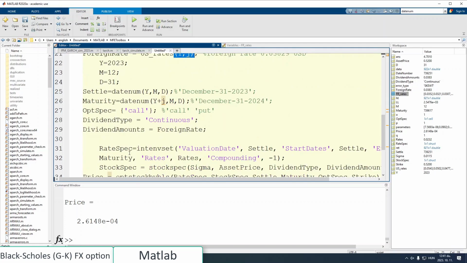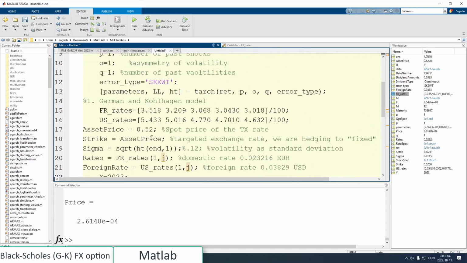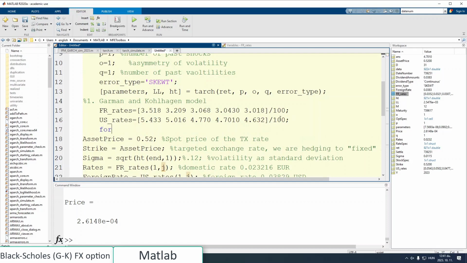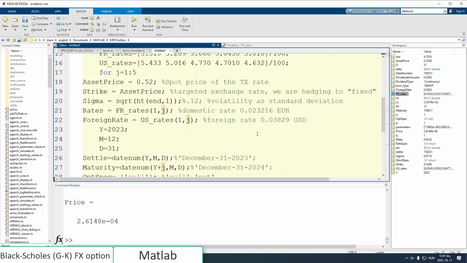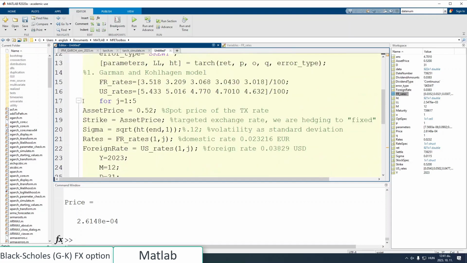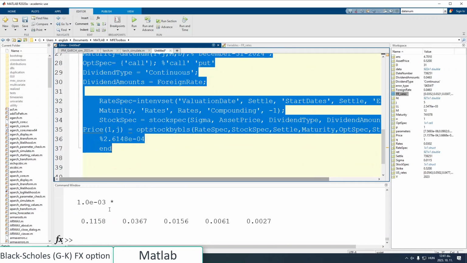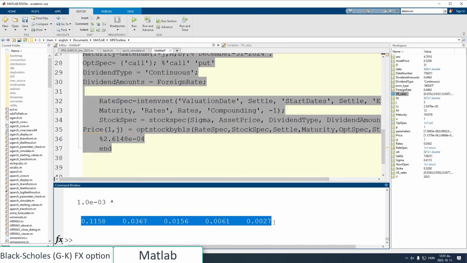so the price will be a vector, and now we can just say that, okay, for cycle we start here, J from 1 till 5, and then N. And now we have option fees for all the next 5 years ahead.